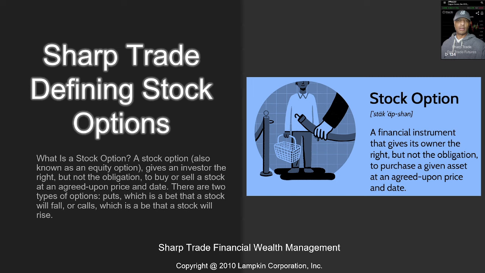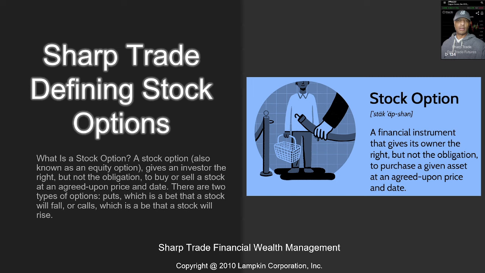So we're going to get into the definition. What is a stock option? A stock option, also known as an equities option, gives an investor the right but not the obligation to buy or sell a stock at an agreed upon price and at a specific date. There are two types of options: puts, which is betting on the price to fall, and calls, which is betting on the stock to rise in value. So that's puts and calls. All right.